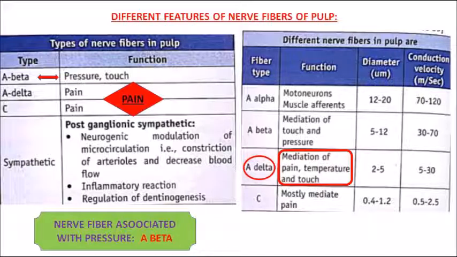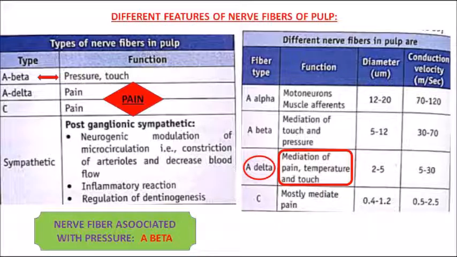Now sympathetic is there, which has the post-ganglionic sympathetic fibers, which have the function of neurogenic modulation of the microcirculation, that is constriction of arterioles and decreased blood flow, inflammatory reaction, as well as regulation of dentinogenesis. These are by the post-ganglionic sympathetic fibers. The different nerve fibers in the pulp are A beta, A alpha, A delta and C. First, what I told was the function of these important fibers: A beta, pressure and touch; A delta and C fibers carry pain.